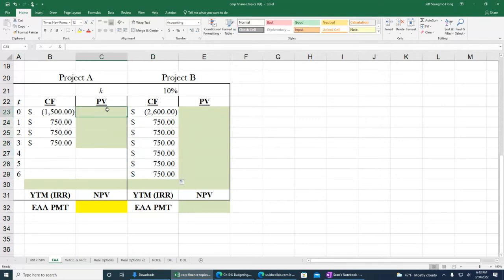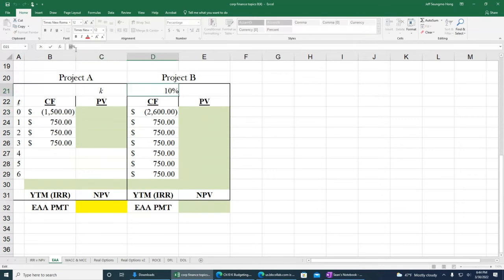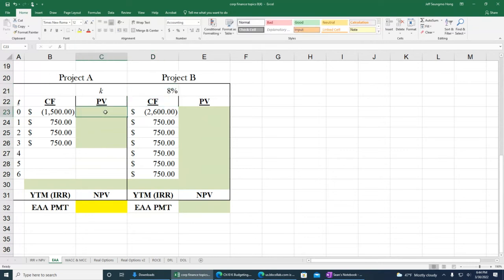Of course, we can find net present value. Let's do this anyway. It's 8%, not 10%. So then the present value will be simply this divided by 1 plus, and D21, we lock it, right? And then raise to, I'm sorry, I forgot to raise it to the years digit. And then you drag it down.